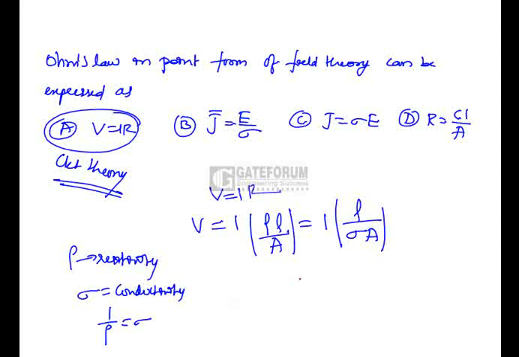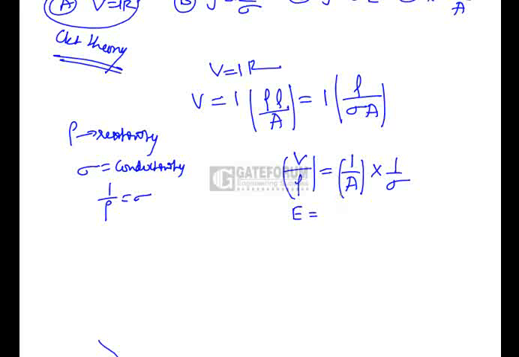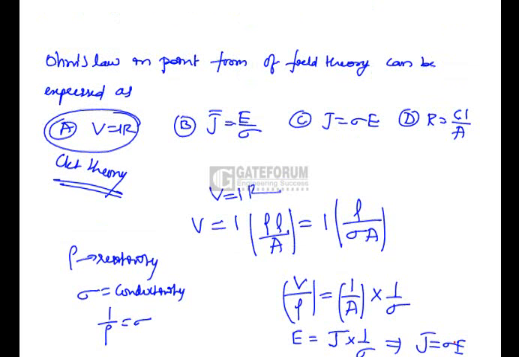Now from this we can write V by L is equal to I by A into 1 by sigma. So what is V by L? V by L is the electric field, voltage per unit distance. Now I by A is current per area, which is the current density J, into 1 by sigma. From this we get J is equal to sigma E. So option C is Ohm's law in point form.